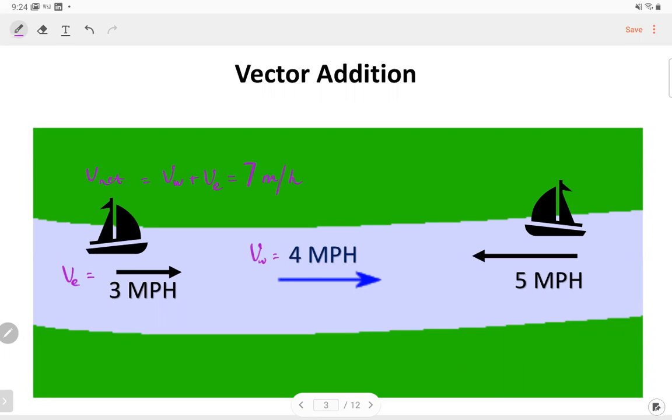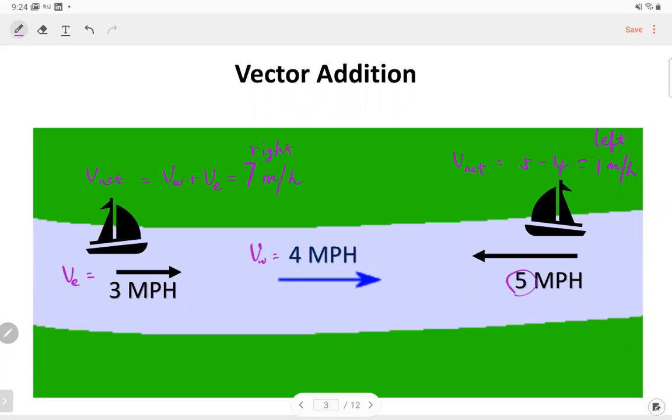For the right boat, if the velocity here is 5 mph, but the direction is opposite to the speed of the water, then the net speed for the right boat is 5 minus 4, because they have different directions, and the total will be 1 mph. And the direction goes to the left for the left one, and for the right one, the direction goes to the right. So that's different for these two cases. They have parallel speed or anti-parallel speed, and these two give us different net speeds.